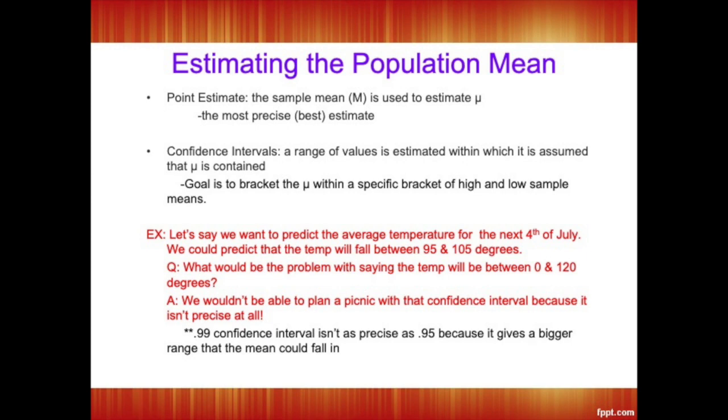Or if it's given, just write it down as your answer, which feels weird. So that's why a lot of people get it wrong. But just the sample mean is the best estimate of the population mean.